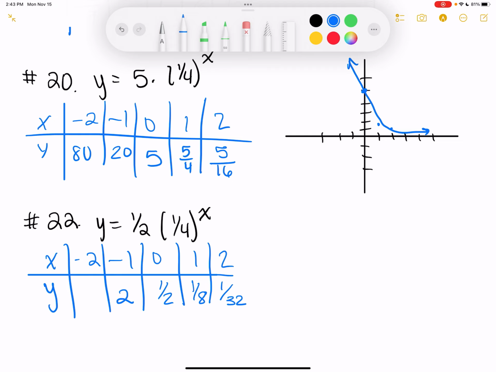What do I do with the -2? It turns into 16 over 1, times 1/2, and that's just 8. So at -2, it's at 8. That's outside of what I'm going to graph. At -1, we're at 2. At 0, we're at 1/2. At 1, we're at 1/8. At 2, we're at 1/32. So I'm just going to draw my curve.